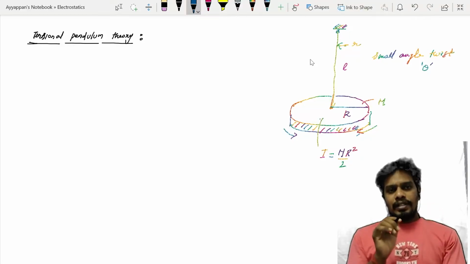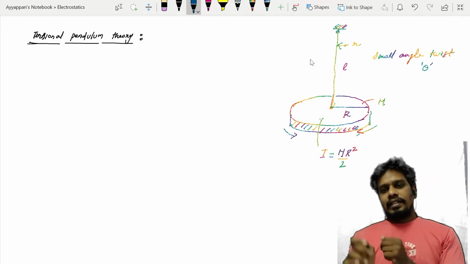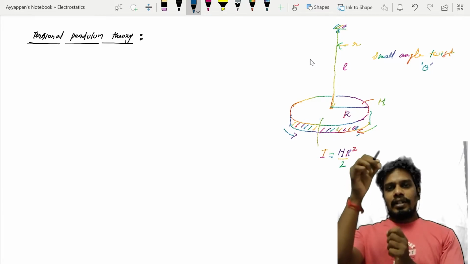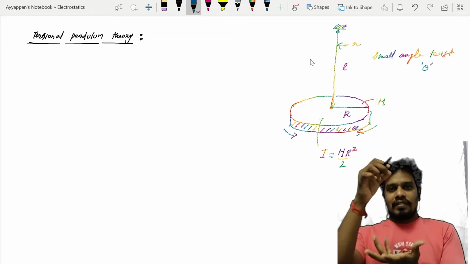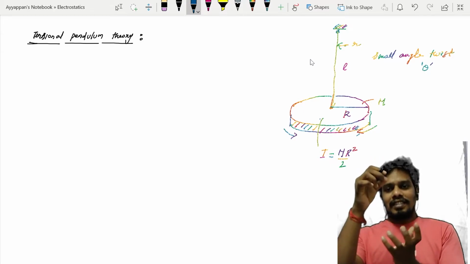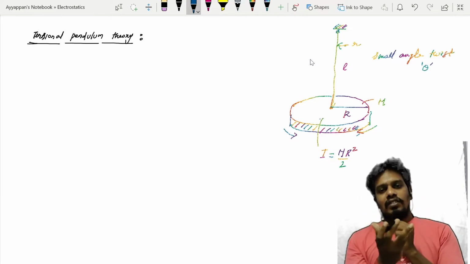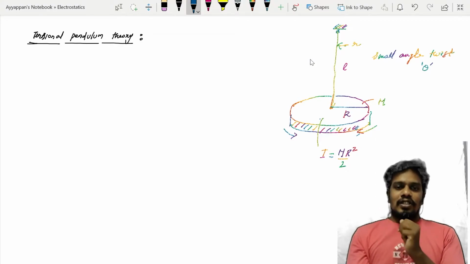Now we are going to discuss the torsional pendulum theory. Here, the right-hand side diagram shows the torsional pendulum setup. One end is fixed. The other end of the wire is connected to the center of the circular disc. To this circular disc, we are just giving a torque. So if you twist the circular disc, it will execute torsional oscillation.